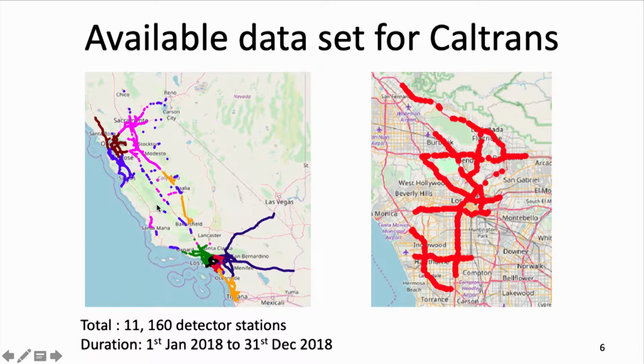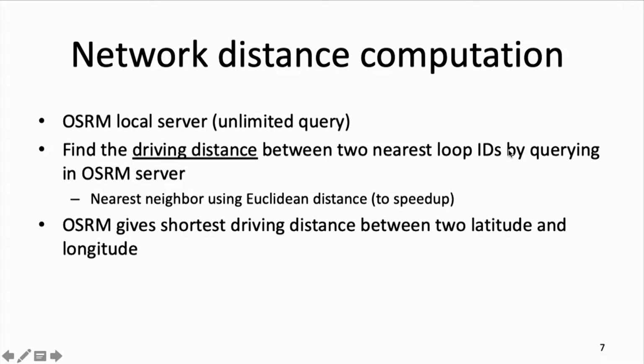So these are spread over all California as shown in the map. If we zoom in on the map, these are the sensor locations spread over the highway network. So given those locations, we want to find the distance between each of these locations. For that we need the driving distance between two locations. We get the driving distance by querying an OSRM server.